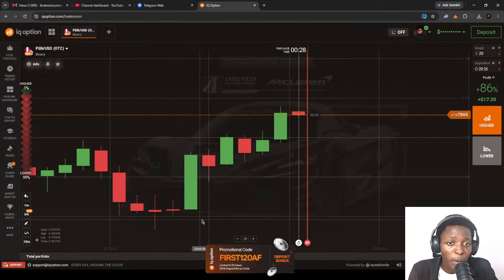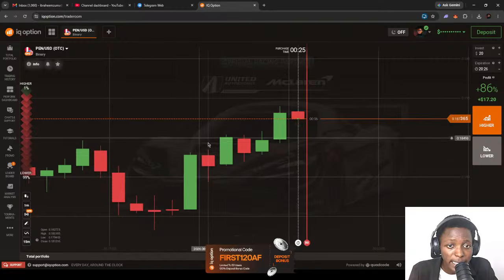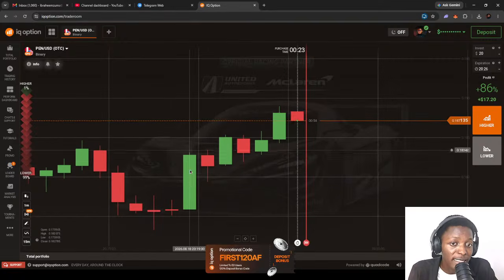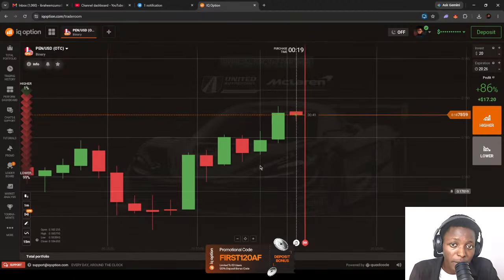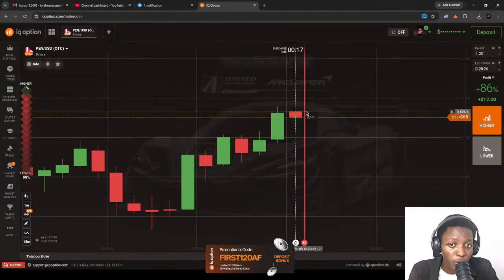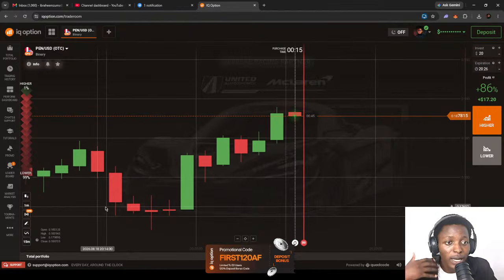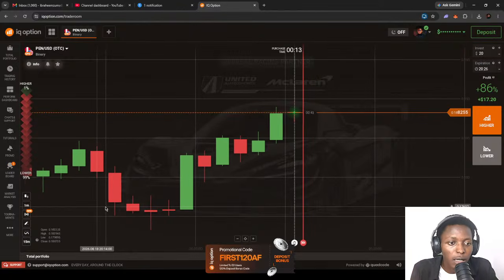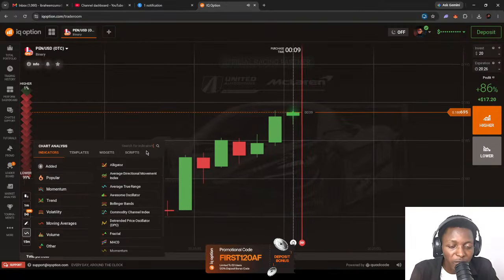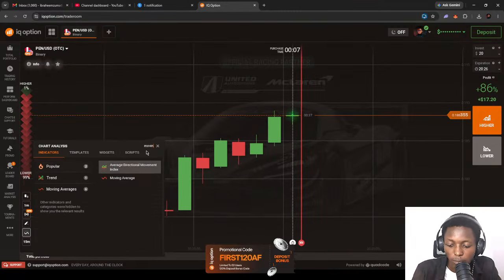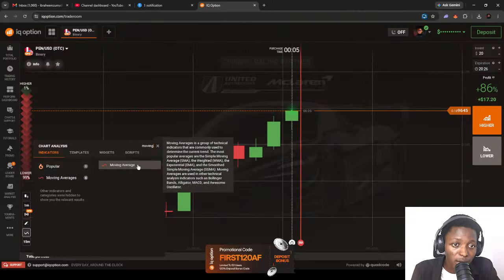So now we have 1 minute candlesticks, and what this means is that after every 1 minute we're going to have a brand new candle. That's what the candlestick time frame means. If you want to add the moving average, you're going to come to this section, click indicators, and then search for moving average. You can see it around here.